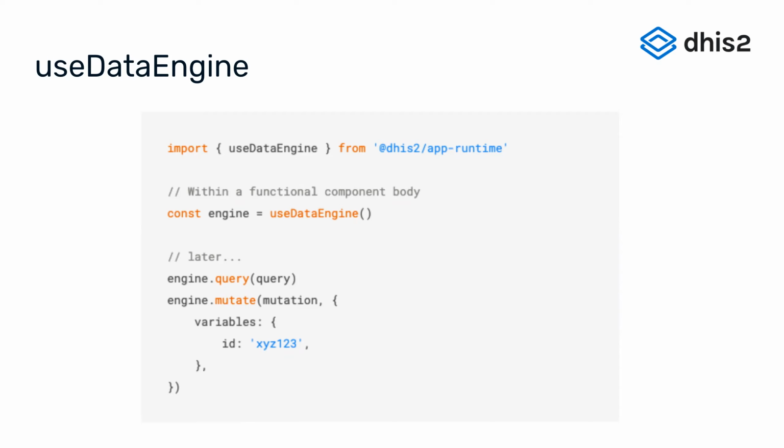It's particularly useful if you're using something like Redux for your application state management. That's mainly the use case here, but there are a couple other places where this might be useful. There is an example in the app runtime documentation for using the data engine in Redux as well.